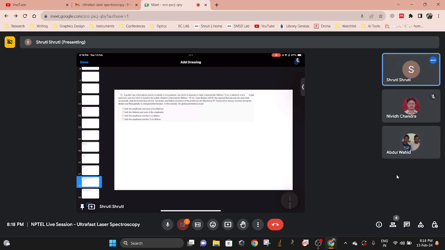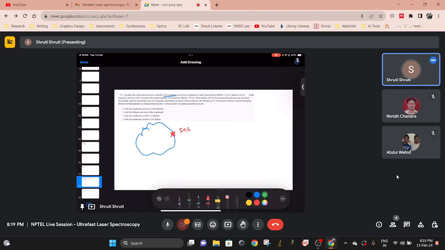So the question is that in a protein, suppose this is a protein and it has a fluorophore bound at two positions. One is exposed to water, and it has a lifetime of 5 nanoseconds in the absence of any quencher. The other is buried deep in the protein skeleton, and it has a lifetime of 15 nanoseconds.